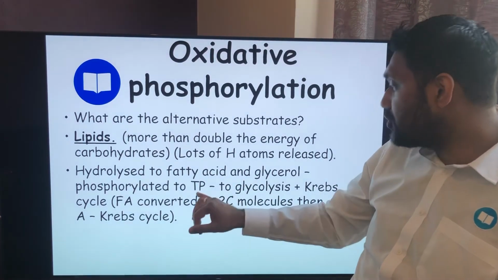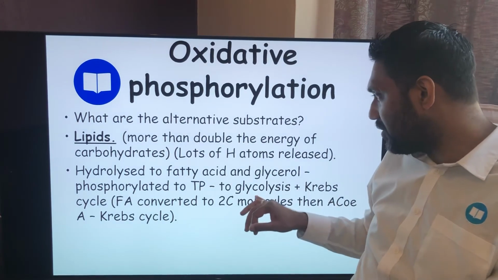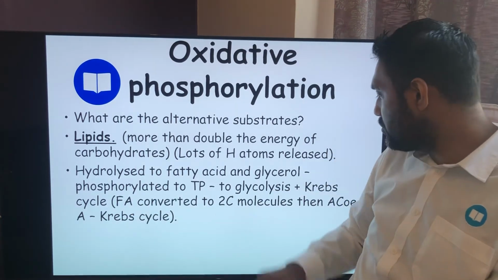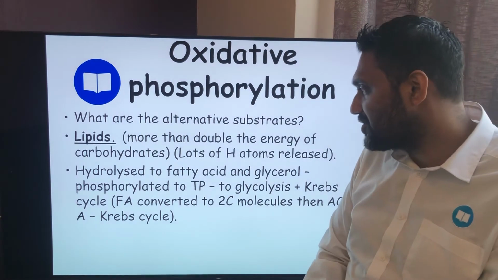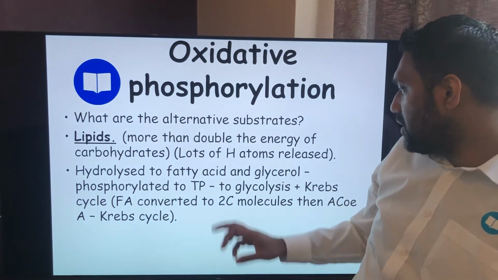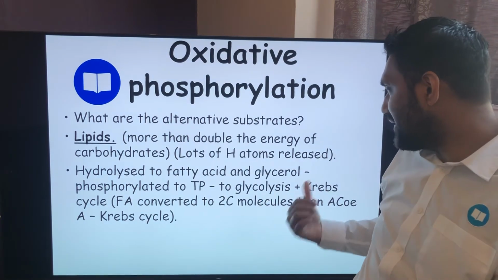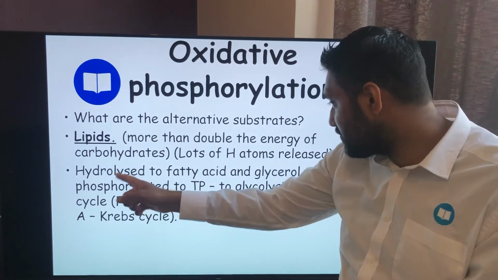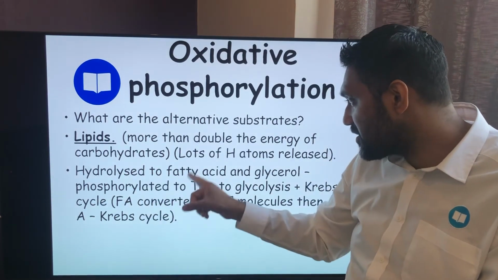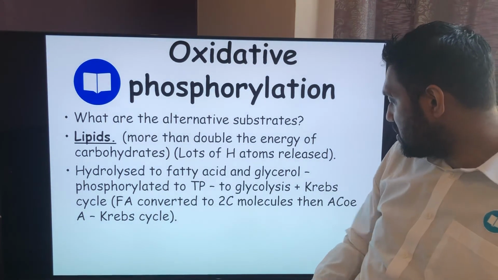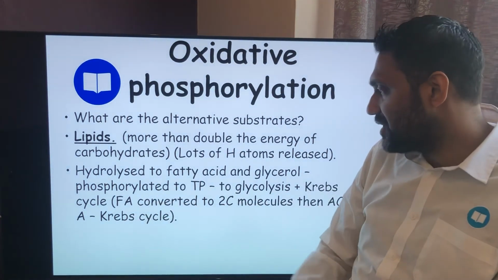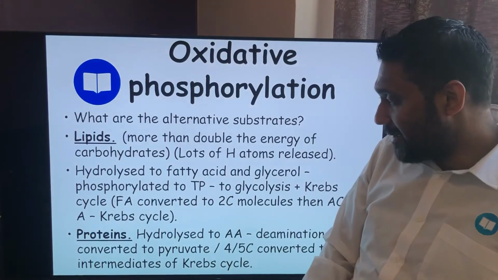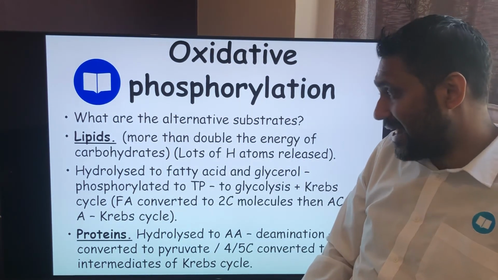That triose phosphate then can join in, like you do from glycolysis, and go into the Krebs cycle. The fatty acids can be converted into 2 carbon molecules, and then the acetyl coenzyme A. Okay, so the triose phosphate goes to glycolysis and the Krebs cycle, because remember you get the TP made in glycolysis, that can go onto the Krebs cycle, but that's from the glycerol. But the fatty acids, from this bit, they get converted into 2 carbon molecules, and then the acetyl coenzyme A, and that's going to join onto the Krebs cycle as well. So therefore you've got some energy being released there, but there's more hydrogen atoms in fats, in lipids.